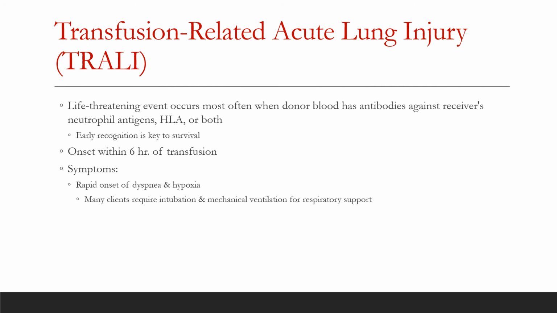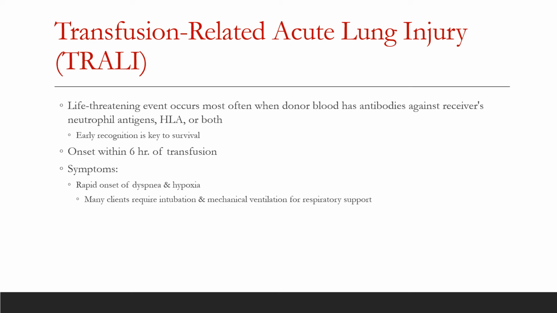And then we have transfusion-related acute lung injury called TRALI. This is a life-threatening event that occurs often when donor blood has antibodies against the receiver's neutrophil antigens, HLA, or both. So early recognition is key to this survival. This occurs within 6 hours of the transfusion and has the rapid onset of dyspnea and hypoxia.